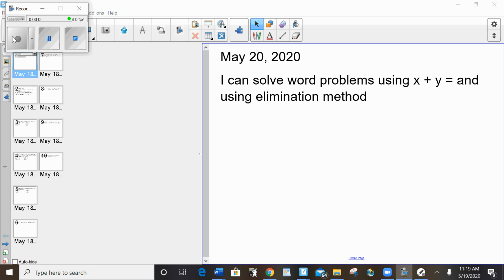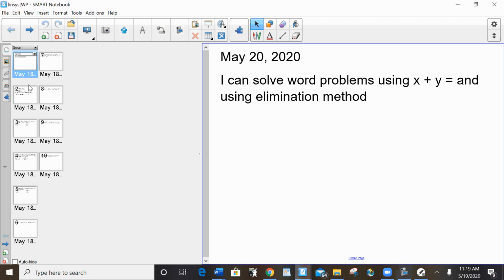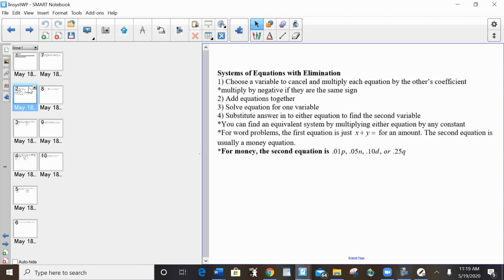Today we are going to solve word problems using x plus y equals and using elimination methods. So the math is what we did yesterday with the elimination method. We're going to now solve word problems where the first equation is going to almost always be x plus y equals. So here are the notes.